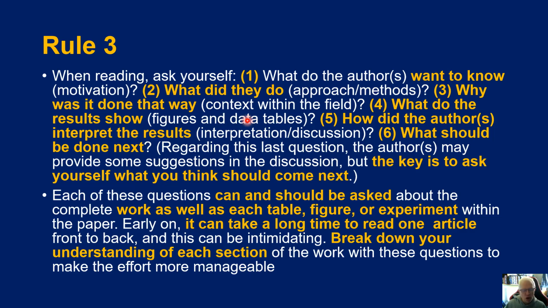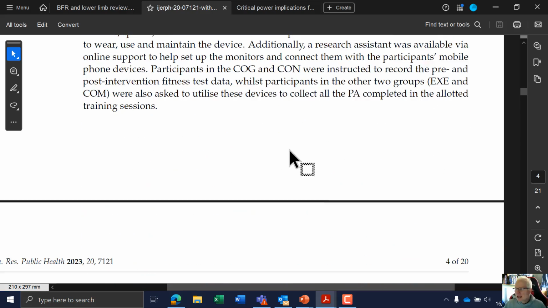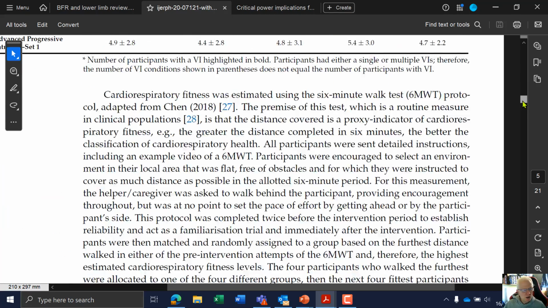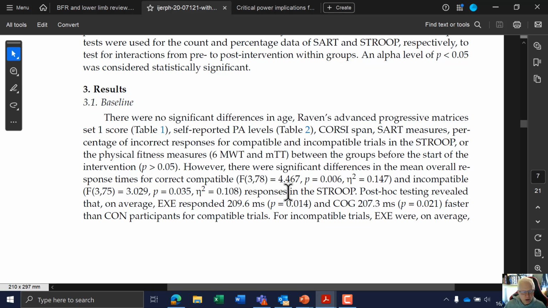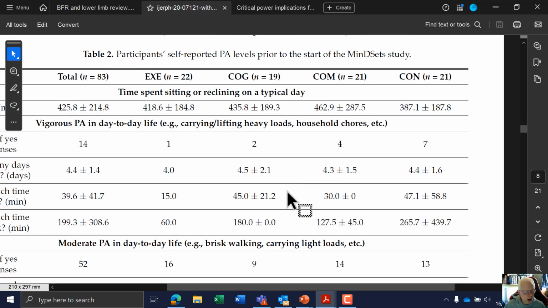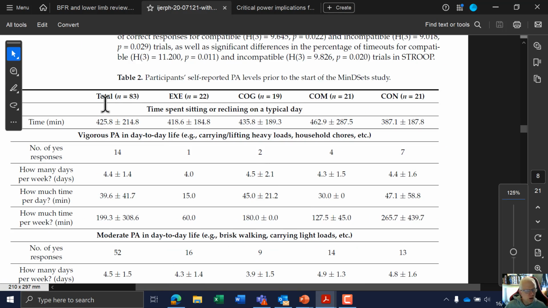What do the results show? Well, within the results, again, don't go crashing in thinking, oh gosh, this is going to be really difficult to do. Break it down. So go, okay, start maybe with the simple stuff. Go with the tables of information. What do the tables show us?